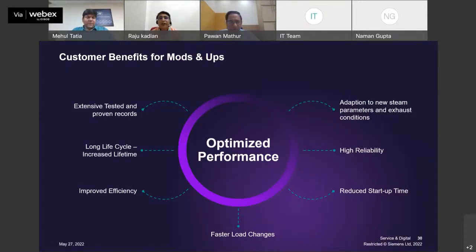Now, what is the benefit the customer is getting with the modernization? That is the optimized performance. The customer is getting improved efficiency, long life cycle, increased lifetime, extensive test and improvement records, adaptation to new steam parameters and exhaust conditions, high reliability, and reduced startup time.